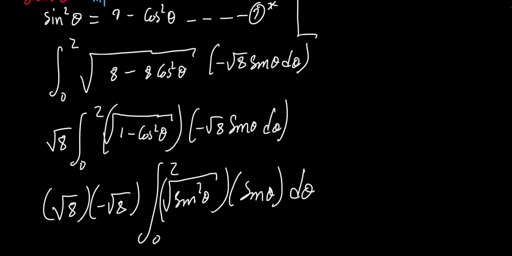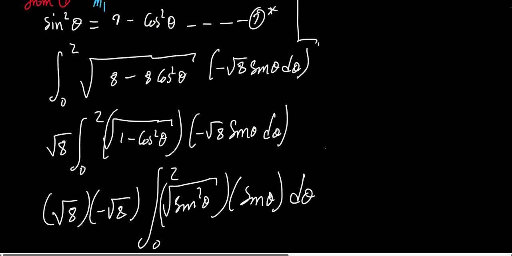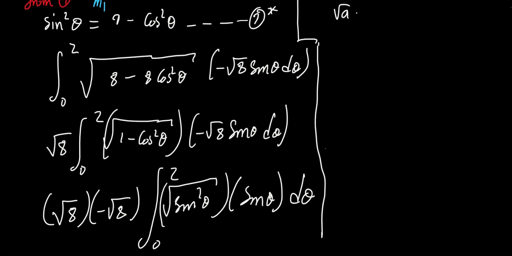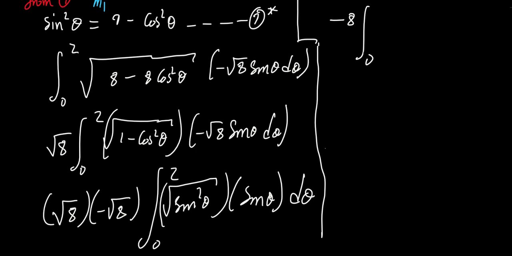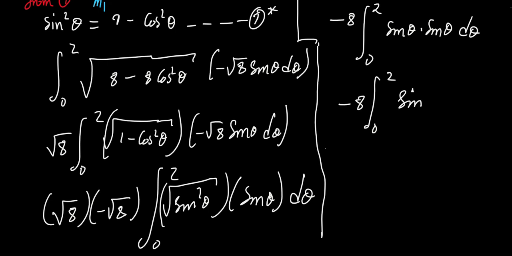Now, continuing with our computation, we see that the square root of a multiplied by the square root of a is simply a. So this simply means that we are going to have minus 8, the integral from 0 to 2 of the square root of sine squared theta, which is sine theta, and sine theta times sine theta is sine squared theta. We see that everything is simplifying down to its simplest form.